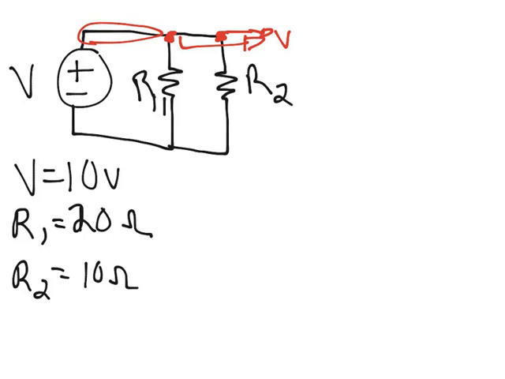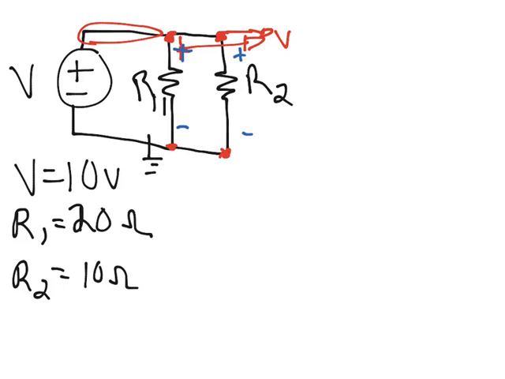So we have plus, minus, plus, minus. This minus here is the same minus here. So this is all grounded. And grounded just means a potential of 0, so 0 volts.